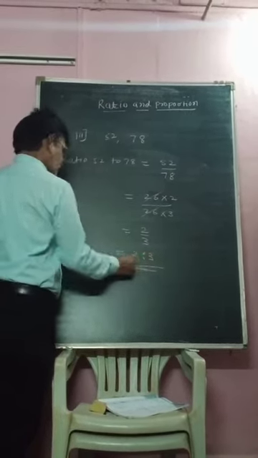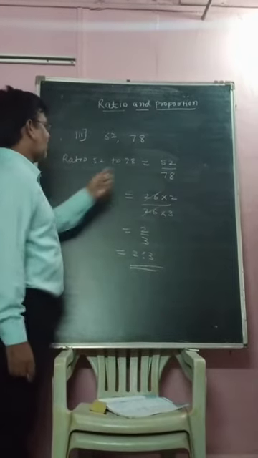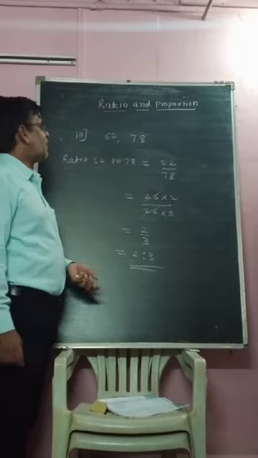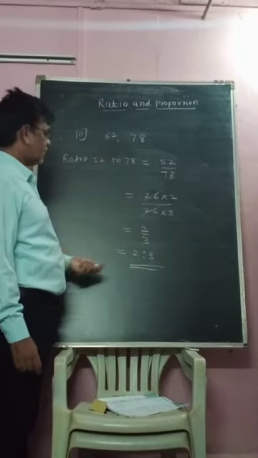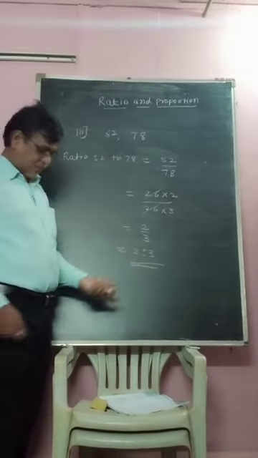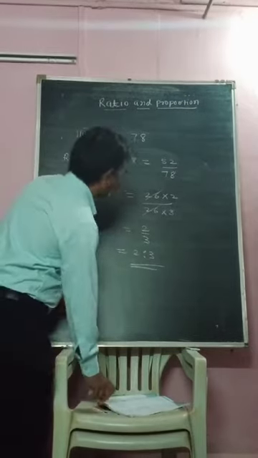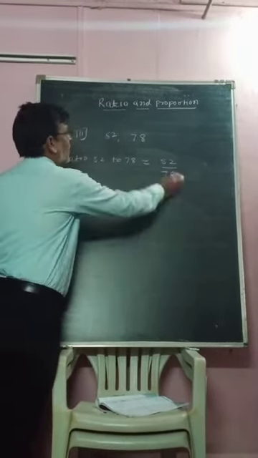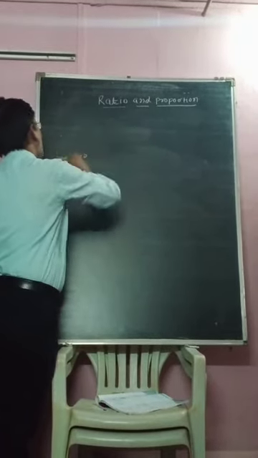2 is to 3. This is the simplest form. Okay, this is the ratio and this is the reduced form of this ratio. 2 is to 3. It means the ratio of 52 to 78 is 2 is to 3. Okay. So in this way you can find out the ratio and its reduced form. Okay. Now question number 2.